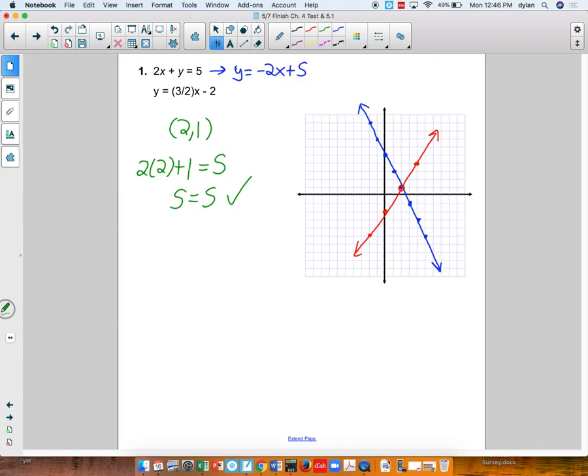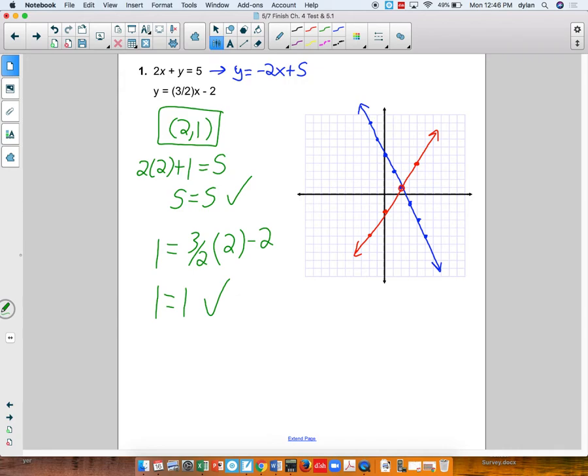The second one, we'd have 1 for y. Y equals 3/2 multiplied by 2, because 2 is x, minus 2. 3 halves times 2 is 3, minus 2 is 1, so we have 1 equals 1. Again, that works, and that tells me that 2 comma 1 really is the solution to this problem.